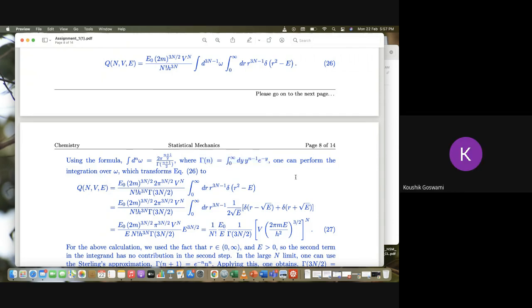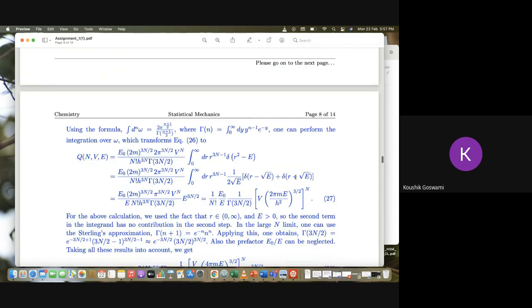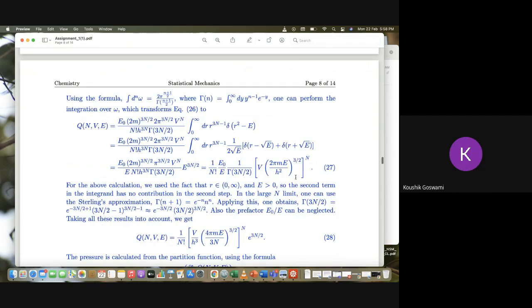So the integration of our angular coordinates in equation 26, you can do it easily, using this formula, the integration of d omega. If you do that, then you will get 2 pi to the n by 2 and this gamma function, as a prefactor in equation 27 in the first line. And then you have to do this integration over dr r.